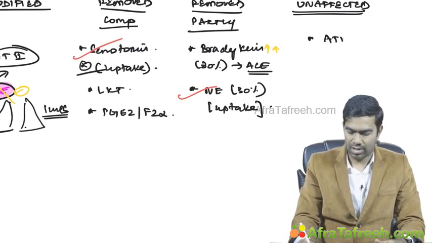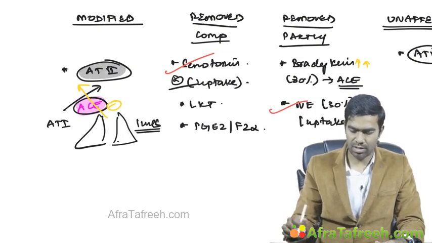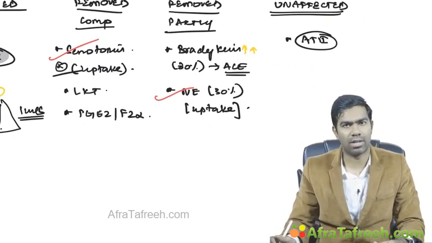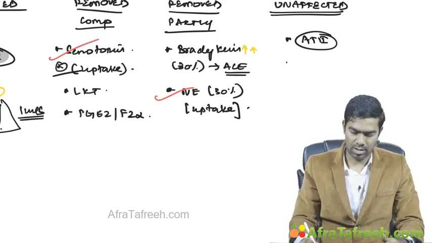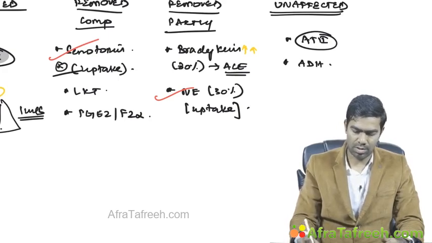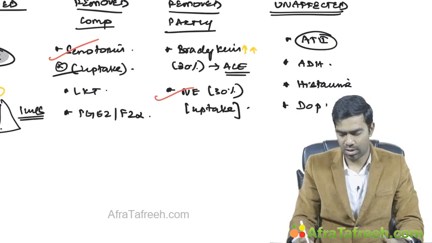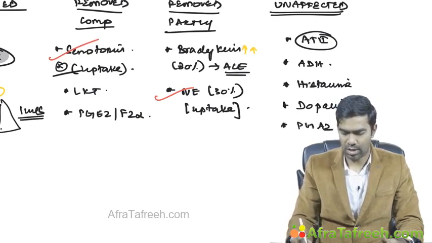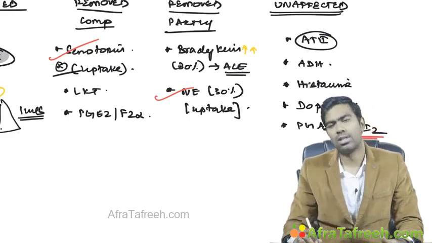Those whose levels are unaffected: angiotensin 2. Even though it's formed in the pulmonary vasculature, it's not going to be affected by the pulmonary vasculature by any means. Second is ADH, vasopressin. Third one is histamine. And fourth one is dopamine, no effect. And fifth one is the two prostaglandins, prostaglandin A2 and prostaglandin I2, which is also referred to as prostacyclin.